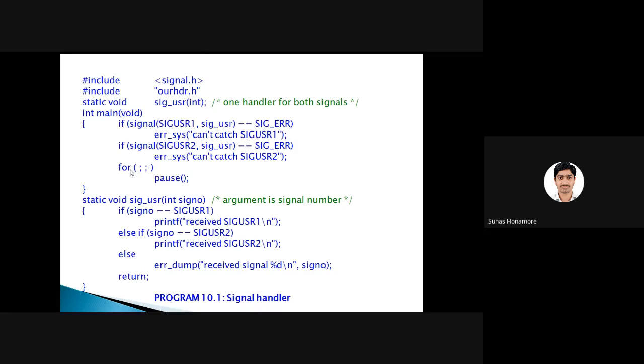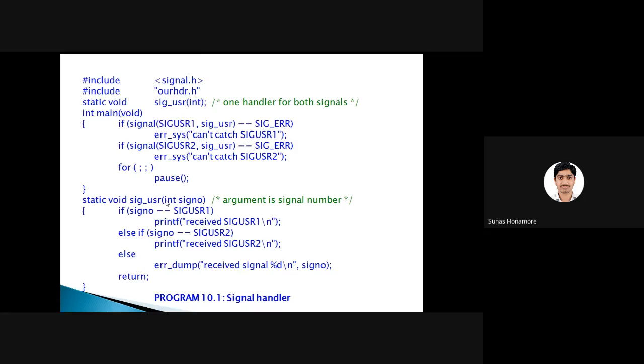Then, if these two are registered, in our process we run an infinite loop calling pause, just to wait to get the signal. Because we will manually give the signal from the command prompt, here we just wait for the signal.